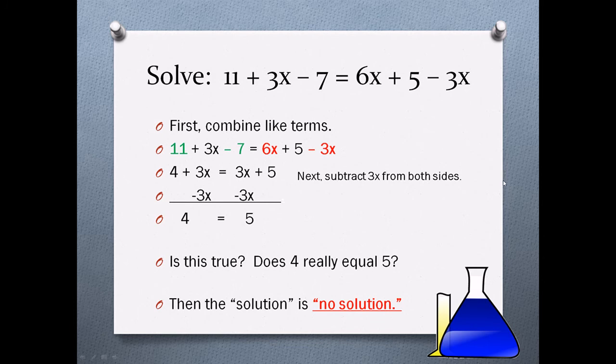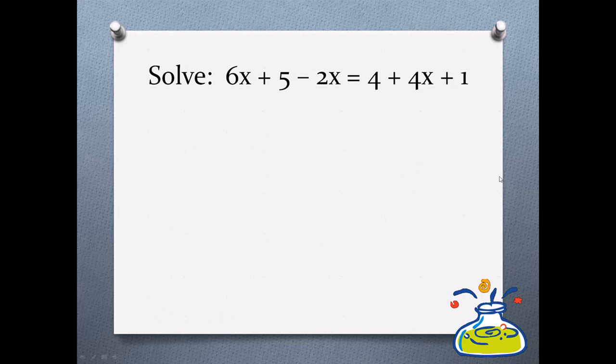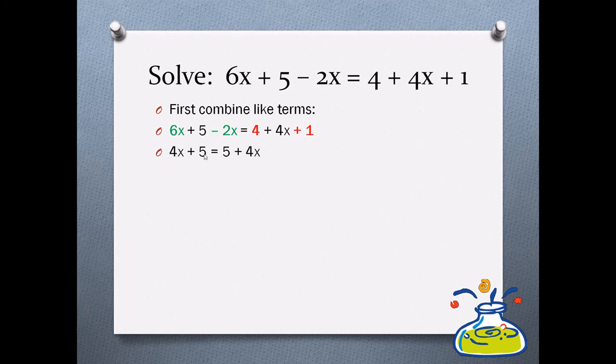Okay, but now that we've got that out of the way, let's just try another one, see if it happens again. Again, standard thing, 6x plus 5, take away 2x equals 4 plus 4x plus 1. All that stuff going on. So again, combine like terms. We'll get our 6x take away 2x. We've got just regular old numbers on the other side, so we're just going to group them up. No problem. 4x plus 5 equals 5 plus 4x.